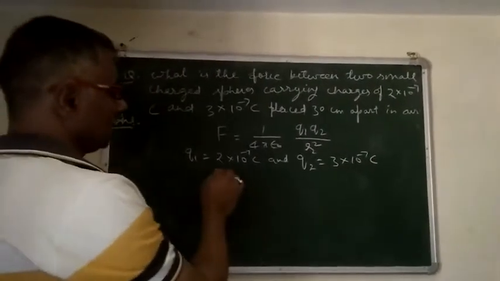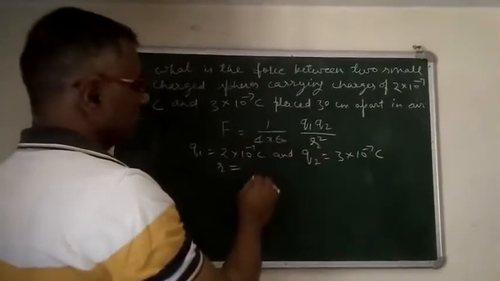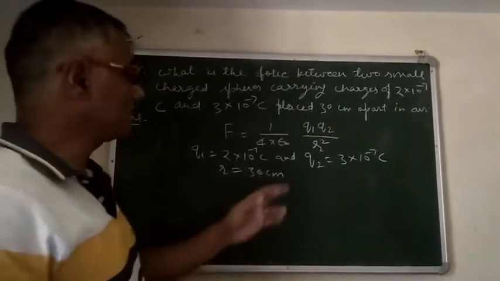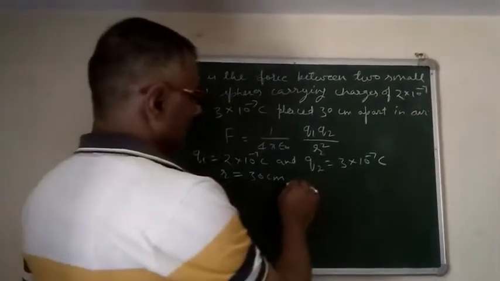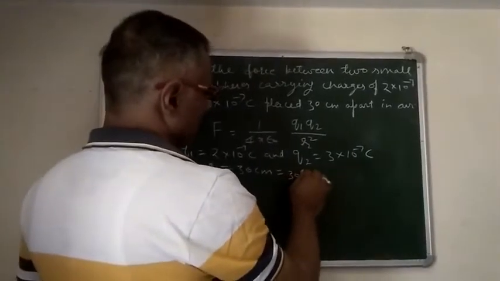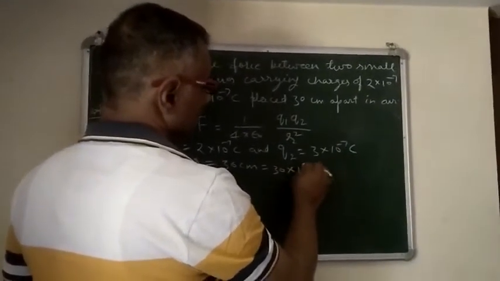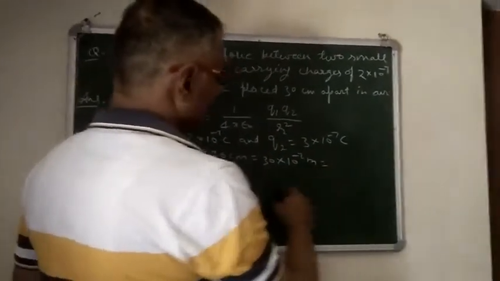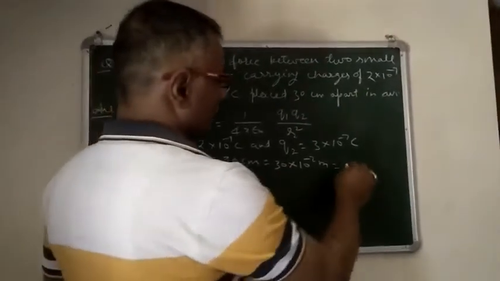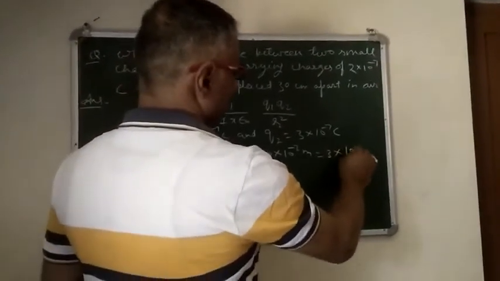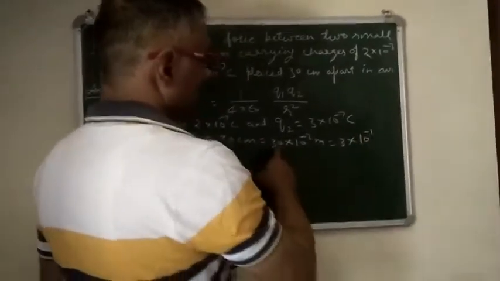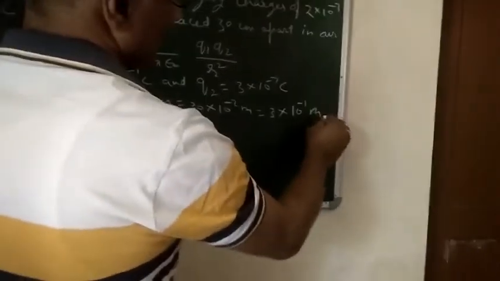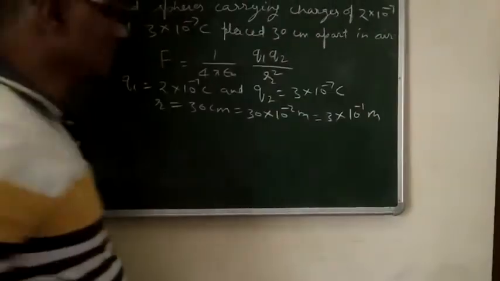The distance R between the two charges is given as 30 centimeter, and in SI system we will change the centimeter in meter and the value will become 30 into 10 to power minus 2 meter. And if we eliminate the 0 from here, then it can become 3 into 10 power 1, 10 to the power minus 2 becomes 10 to the power minus 1 meter. So this is the value of R.